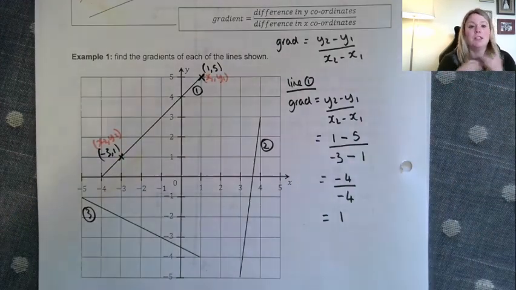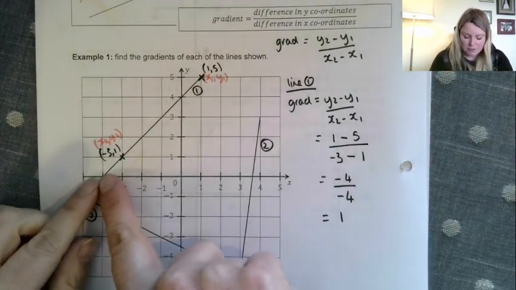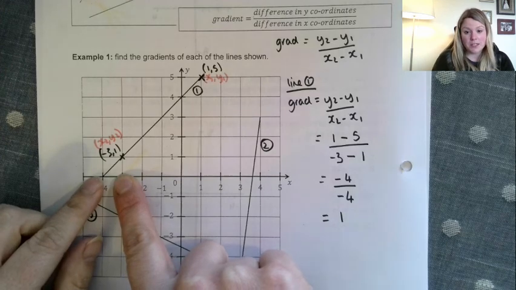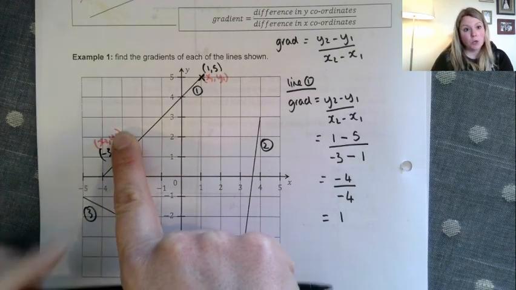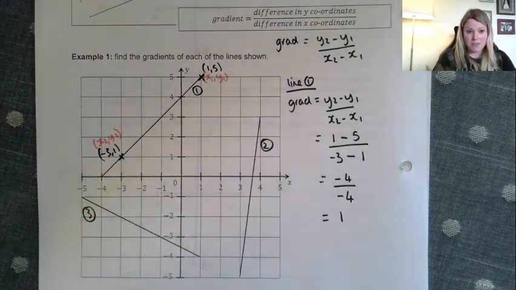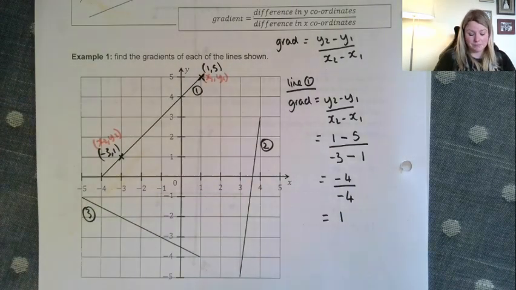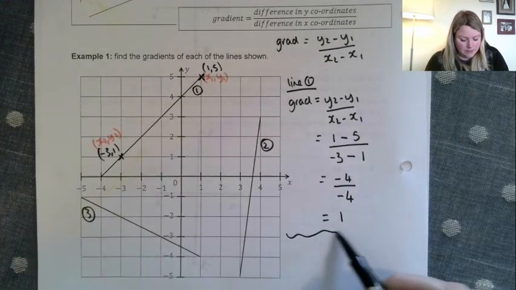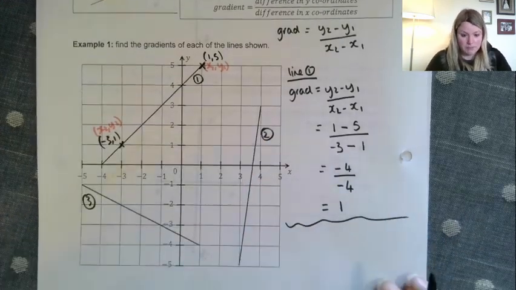If we had a gradient of 2, it would mean that for every 1 we went across on our x-axis, our graph would go up 2. Okay, so that's all the gradient means. It's just a measure of the steepness, and the higher the number, the steeper the line. Right, let's do line 2 here.